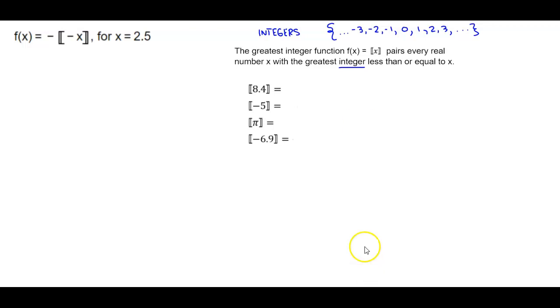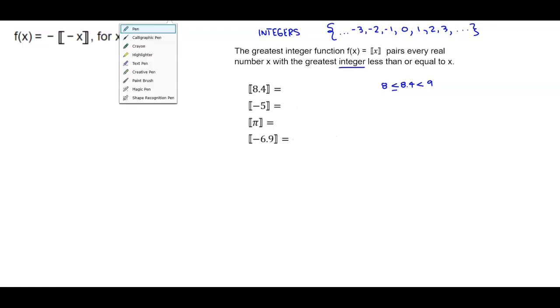So when we look at this first example, we want to find the greatest integer of 8.4. First of all, we know that 8.4, because it's a decimal, is in between the two numbers 8 and 9. But that means that 8 is the number that's going to be less than or equal to 8.4. Therefore, the greatest integer of 8.4 is 8.